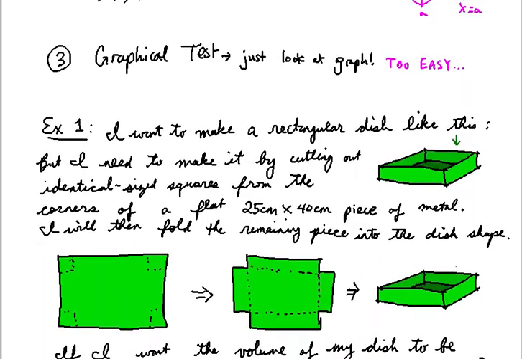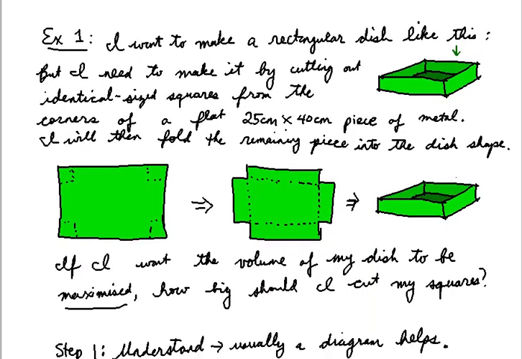Okay, let's do an example. You like my colors here? All right, example 1. I want to make a rectangular dish like this. Some of you may have seen this.